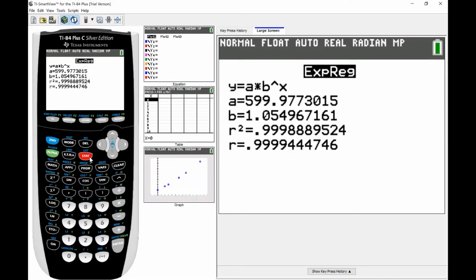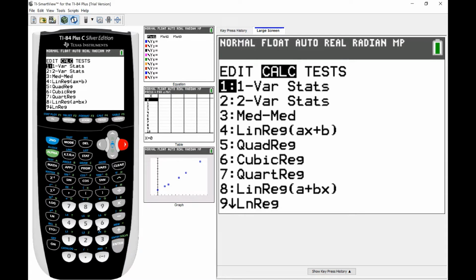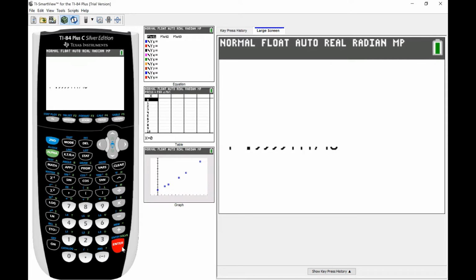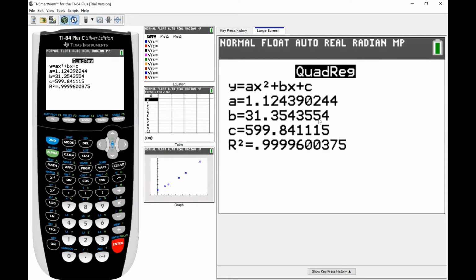So let's go back to stat and calc, and I'm going to go to quadreg, enter all the way down. And here's my equation for my quadratic regression. I've got 1.12 x squared plus 31.35 x plus 599.84. My r squared value is approximately 1, or you could write 0.99996. Now, part C says use the regression equation to predict the amount in the account after 20 years.